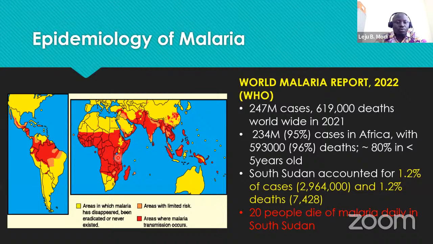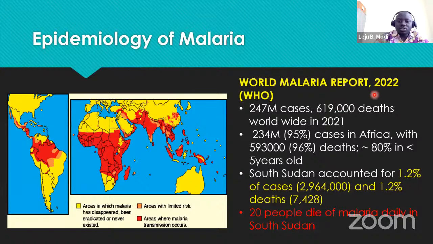So malaria is so common there, as opposed to the yellow zones, which are areas in which malaria has basically disappeared and has been eradicated or even never existed before. Most of North America, and then parts of Southern America, and then Australia, and so on.